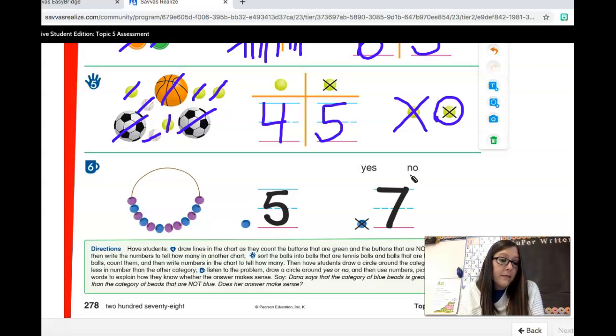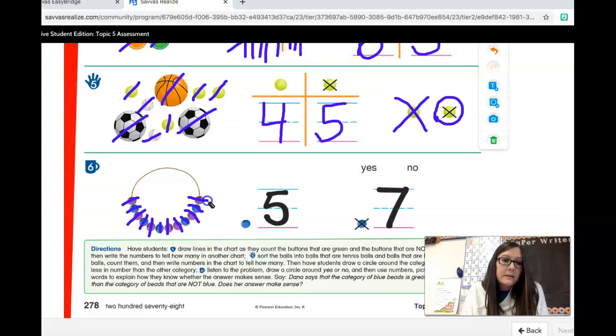All right, let's take a look and see if she made any mistakes. She says that the category of blue beads is greater than the not blue. How many blue beads are there? She says there's 5. Let's double check her work. 1, 2, 3, 4, 5. Yep, she counted right. There are 5 blue beads. Let's count the ones that are not blue. 1, 2, 3, 4, 5, 6, 7. 7 not blue. She counted correctly there too.